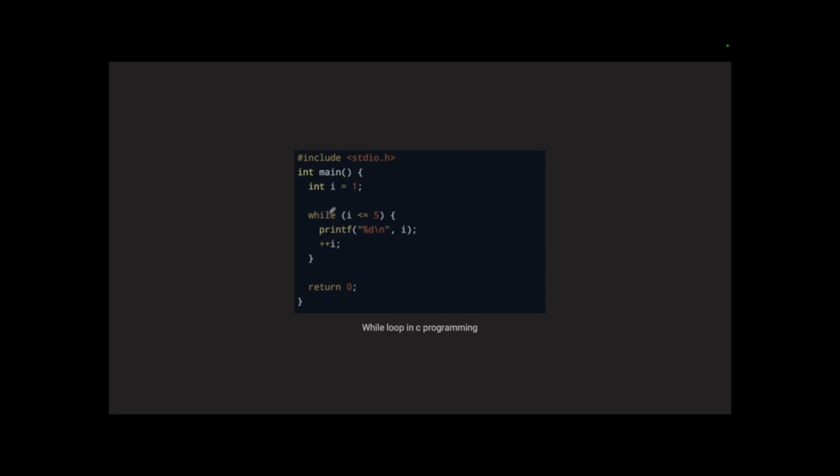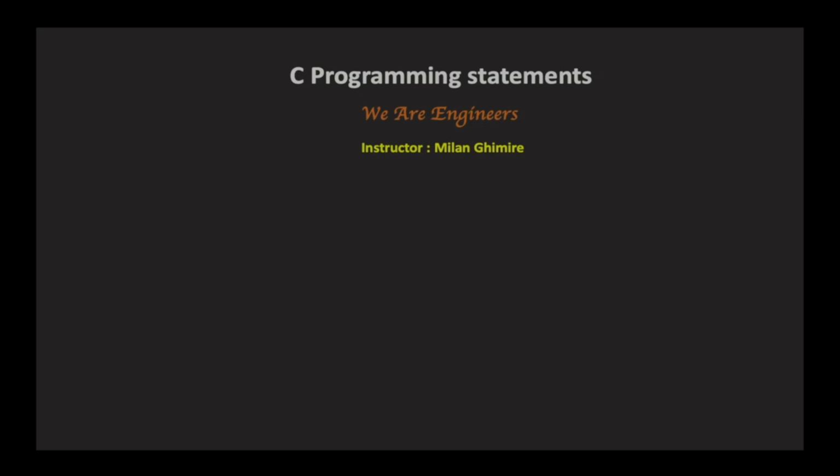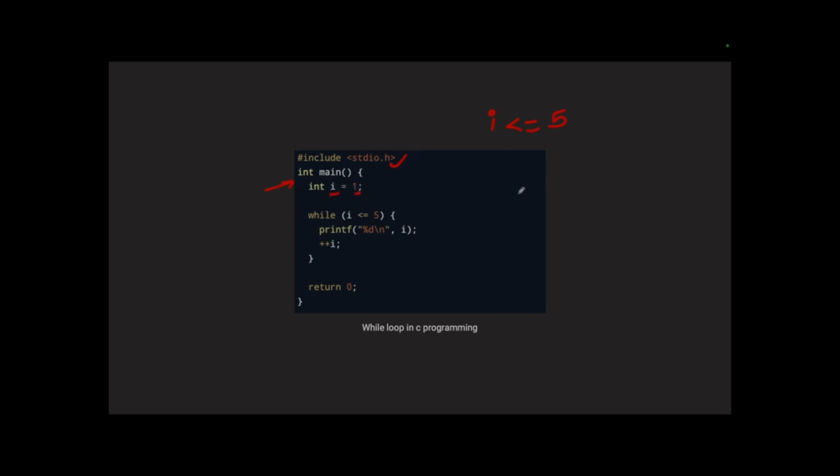Now, I will just directly make you clear over this part only, that is, i is less than or equal to 5. You should pay attention to this part. Until now, this is the header file, and int main is the entry point. i equal to 1, we have initialized i as 1. So for the first iteration, i is equal to 1. And printf %d, i, as you should know, we are printing the i value. Then i plus plus, we are increasing the expression.